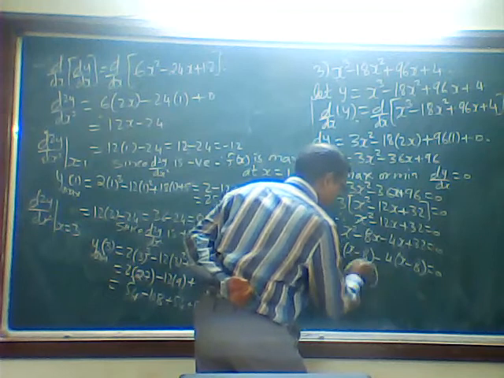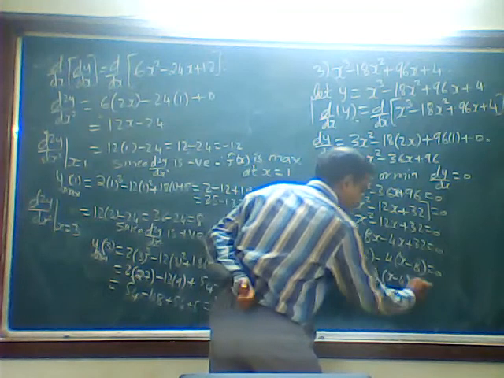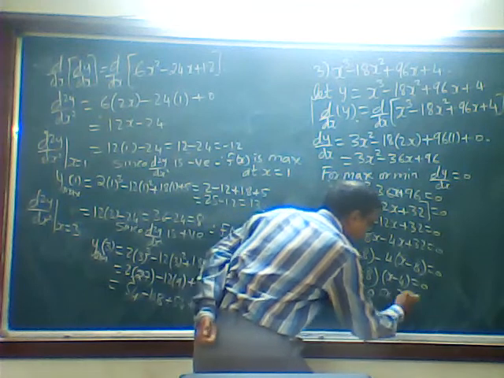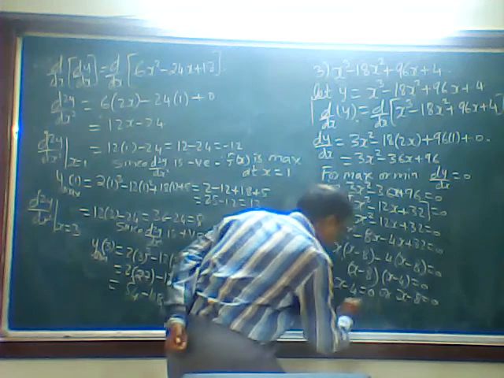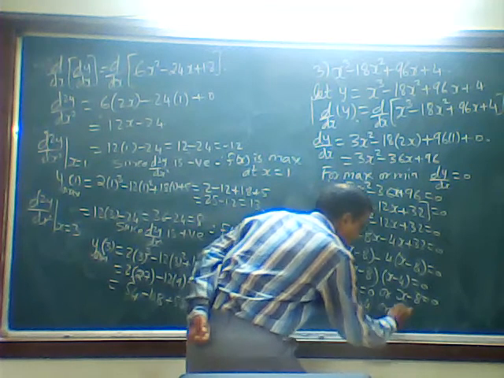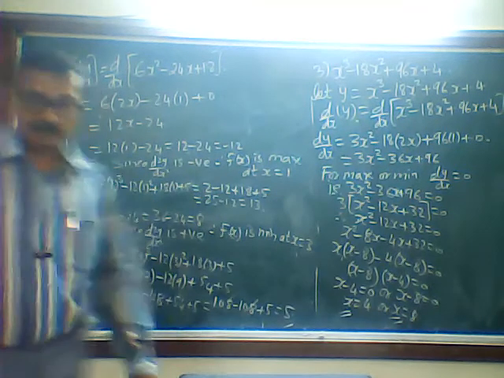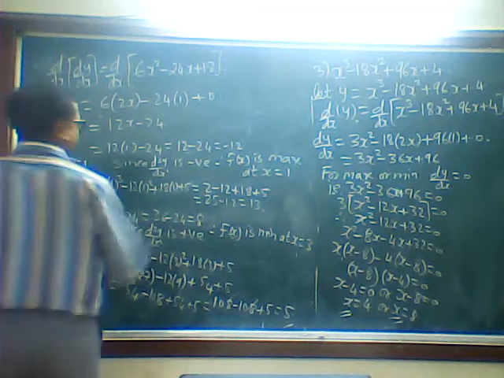So x minus 8, x minus 4 is equal to 0. And x minus 4 is equal to 0 or x minus 8 is equal to 0. Therefore x is equal to 4 or x is equal to 8. These are the two values I got. Now I will find out the second derivative.